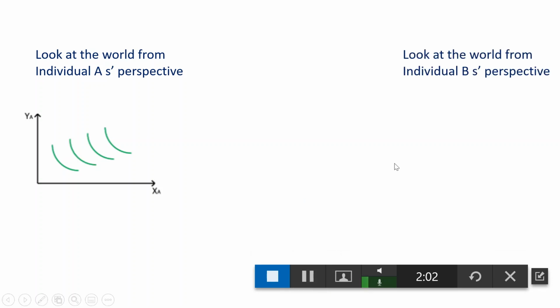Now we will look from the perspective of B. B is another individual who consumes X and Y, and B's indifference curve is shown in the graph in red. So now we have A's indifference curve for good X and Y, we have B's indifference curve for good X and Y, and we know X and Y is limited, there is no production of it. So the quantity of X and Y is fixed.